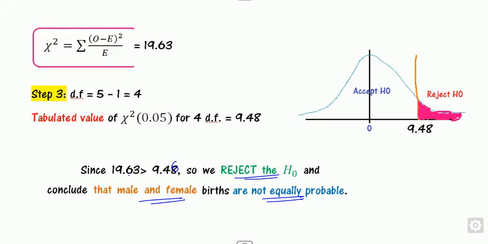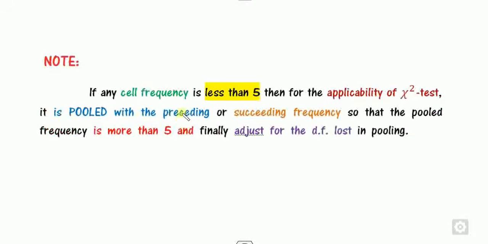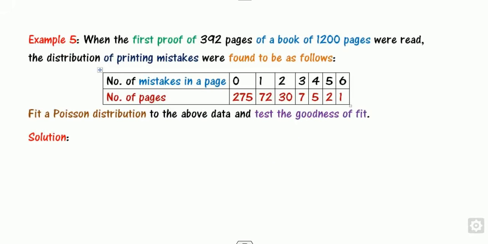Now in all these cases, what we have seen is that the frequencies in E are all greater than 5. Look at that, all the values are greater than 5. But what will happen if some of the frequencies are less than 5? Then we will use the pooling test. We will see how it works.